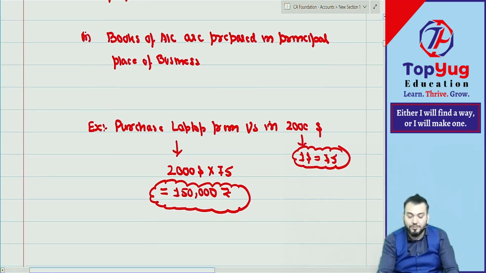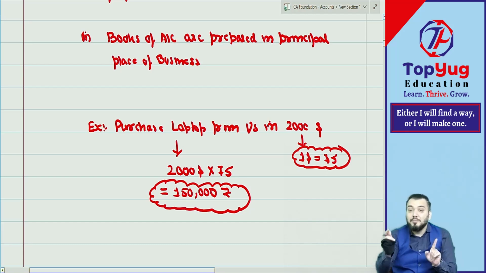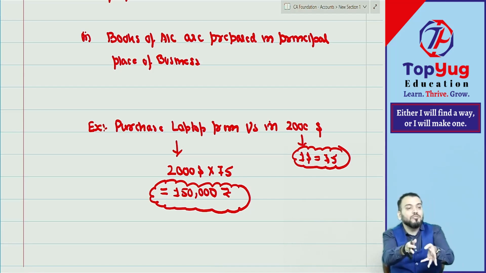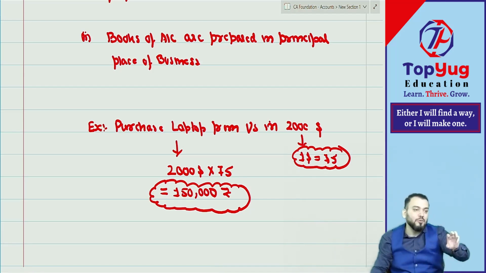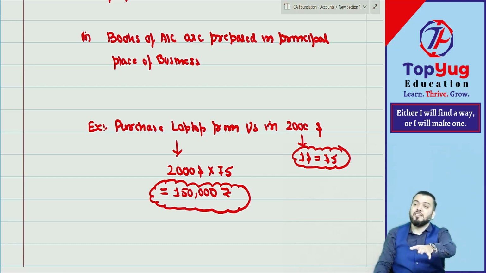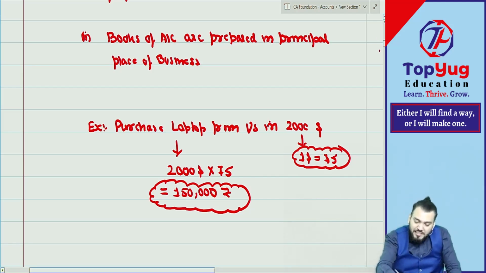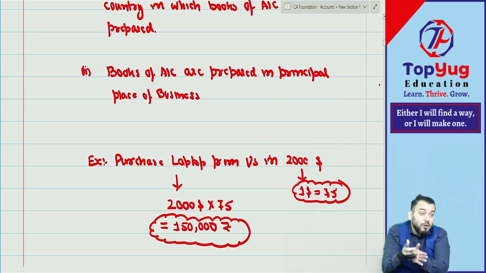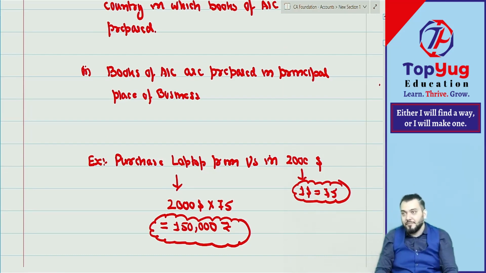Yes, sir, we have understood. Correct. So the money measurement concept means that only those transactions which can be expressed in terms of money value will be recorded. Money here means the local currency of the country in which books of accounts are prepared. Books of accounts will be prepared in the principal place of business. These two concepts are the basic concepts of accounting. Without this, accounting cannot start.